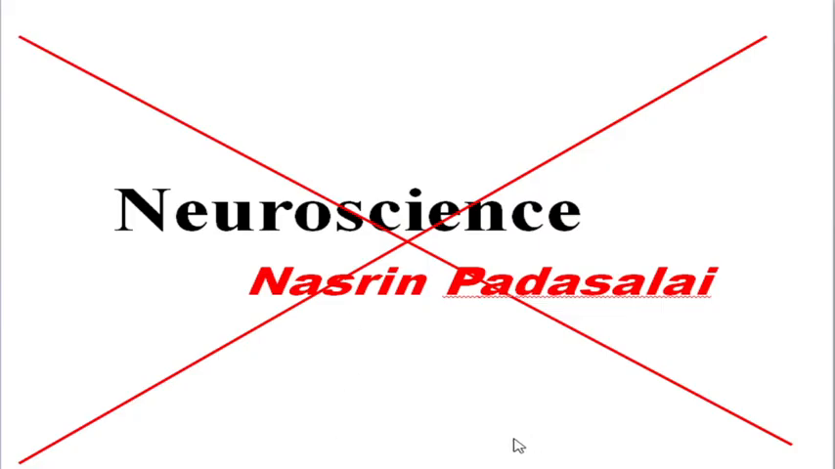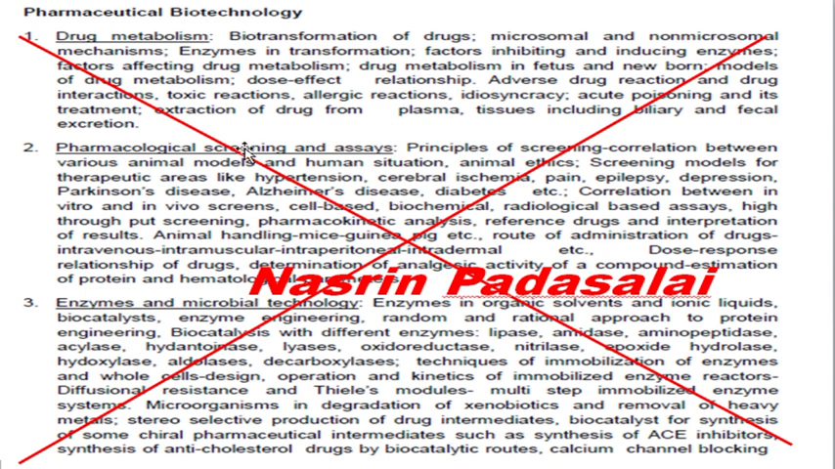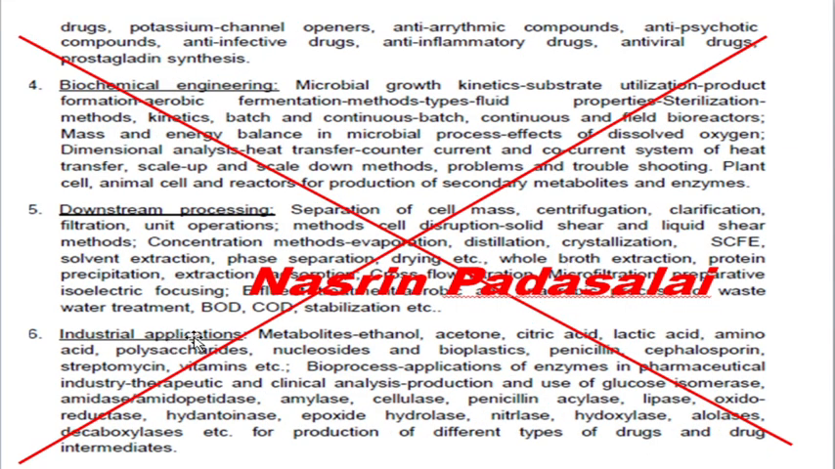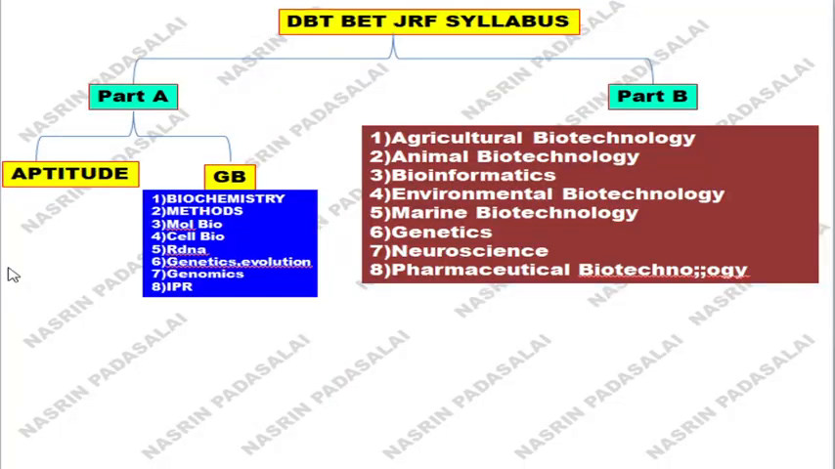Next, pharmaceutical biology you can leave as a whole, friends, because this is very tough. At the same time, MSc or MTech biotechnology students can't figure out these things. But if you have done your M Pharmacy, you can study this topic. No need to study anything else. Even if a question is asked, you can leave it as a choice.